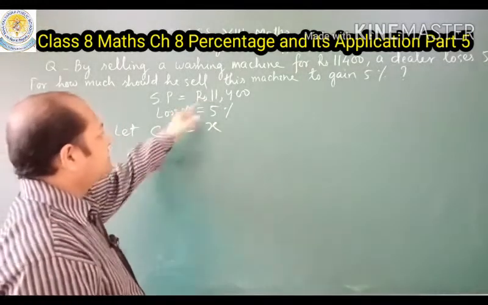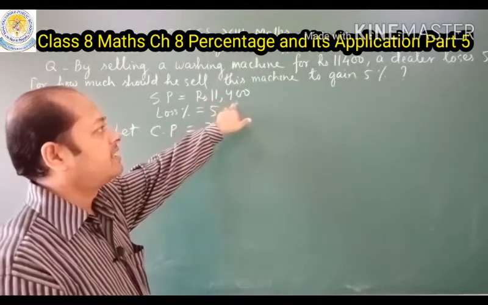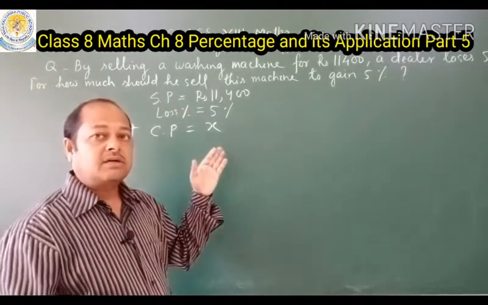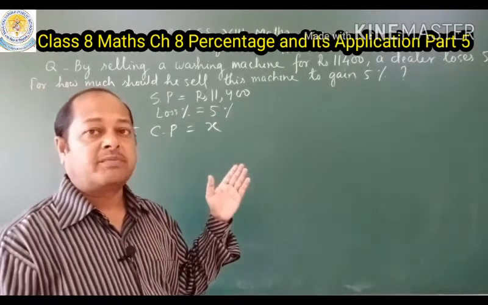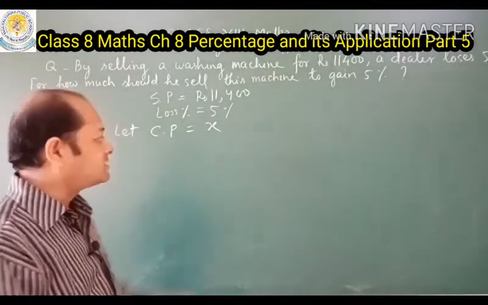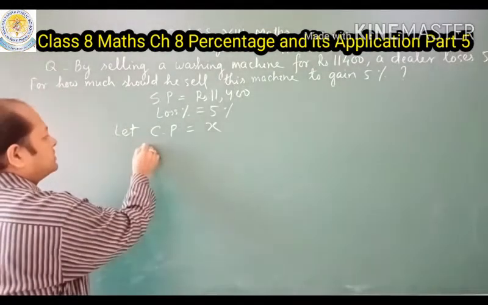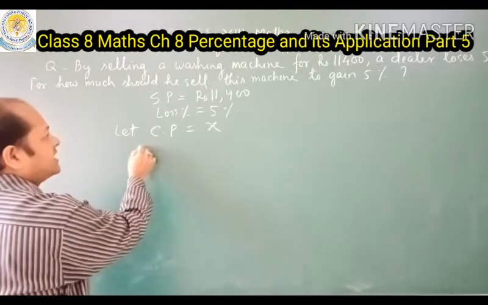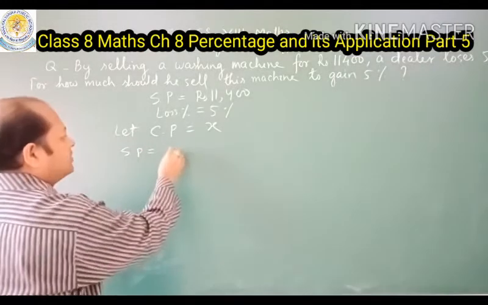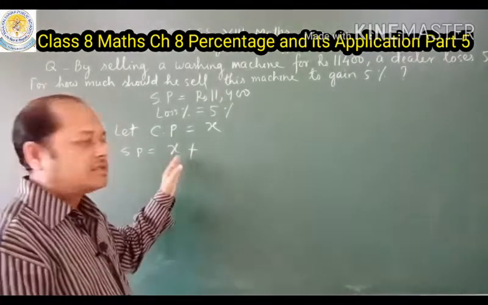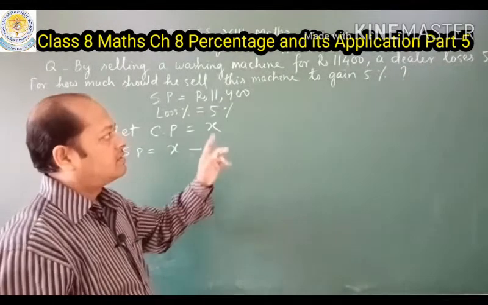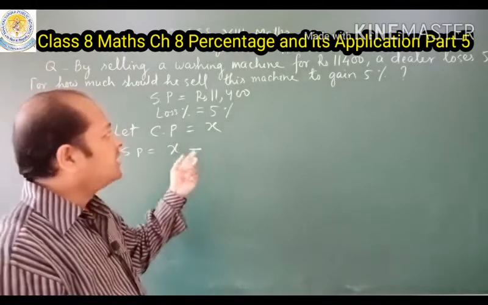By selling for this amount, 11,400, a dealer loses 5%. Profit and loss always depend upon the cost price. So it loses 5% of what? Of the cost price, x. So what is the selling price then? SP equals x, x meaning the cost price, minus the loss amount equal to the selling price.